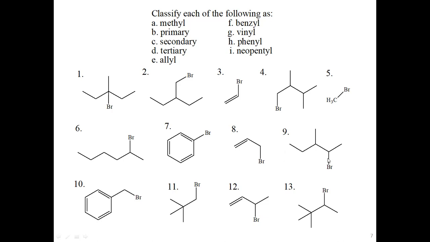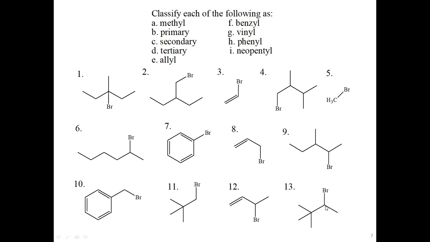I look at the carbon with the bromine, has two carbons attached, that's going to be secondary. I look at the carbon with the bromine, one other carbon attached, that's going to be primary, but it's right adjacent to the benzene ring, so this will be benzyl, very reactive. I look at the carbon with the bromine, one other carbon attached, so that's primary, but I have the neopentyl pattern here, so that's going to be unreactive by all four mechanisms. I look at the carbon with the bromine, it's attached to two carbons, so that's secondary, but I also have the double bond here, so it's allylic.